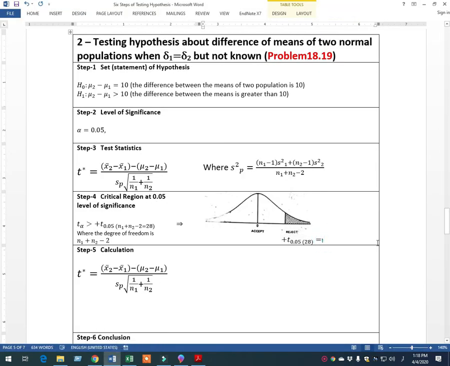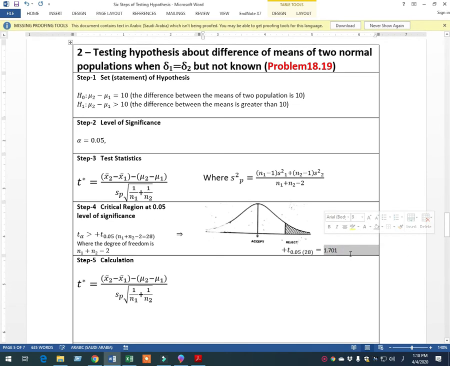So I am here taking this value 1.701. This is our tabulated value actually. I am keeping it bold. So 1.701 is our critical value.